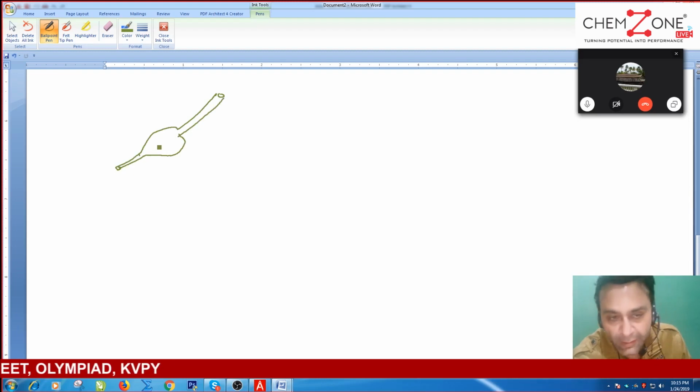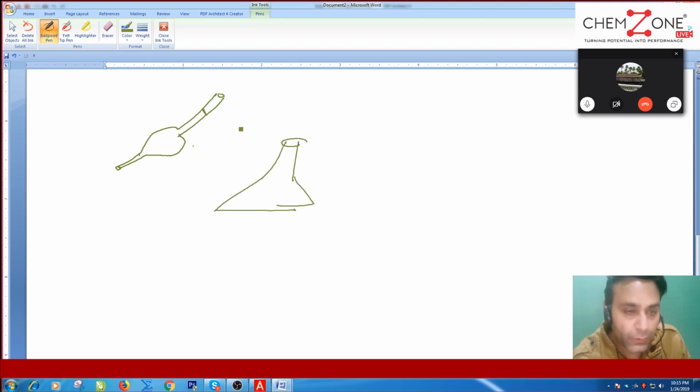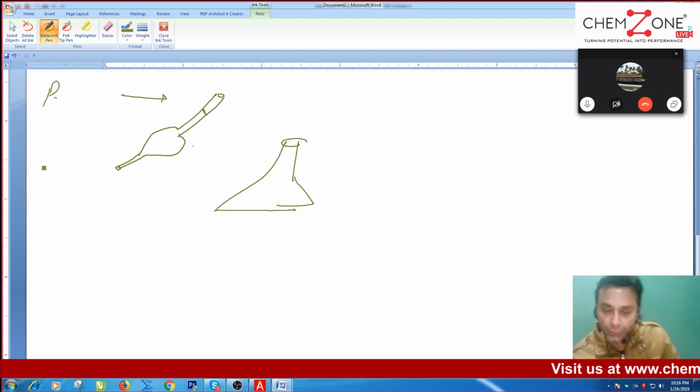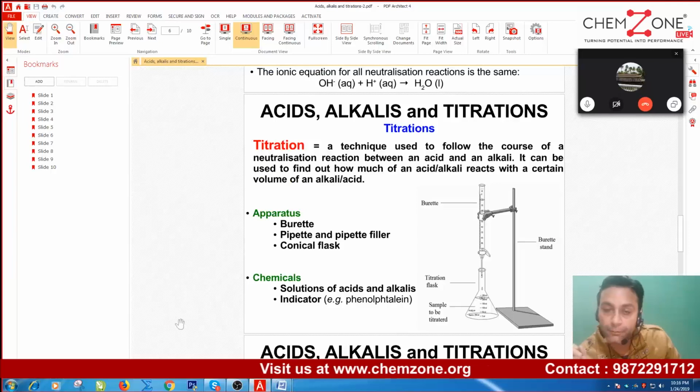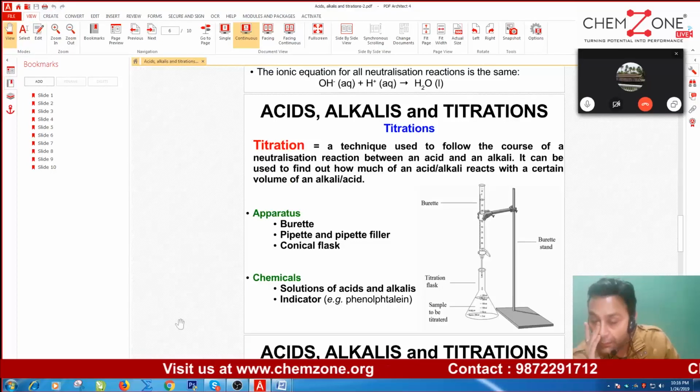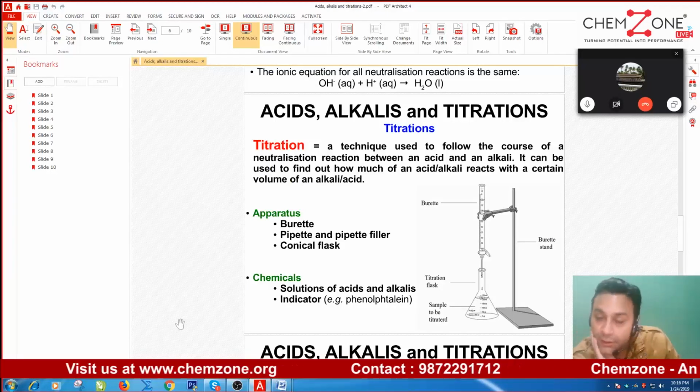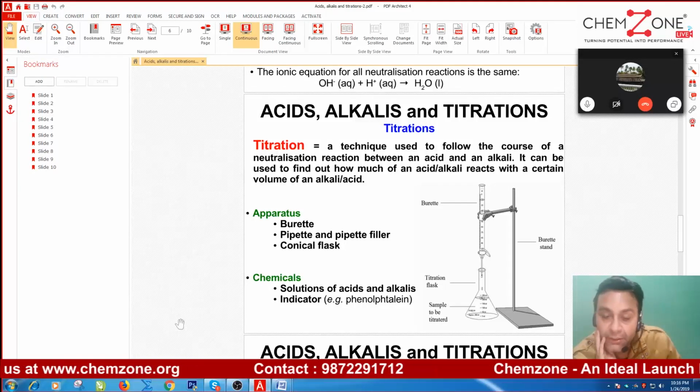You suck the liquid up to this mark and then put it in the conical flask. Oh, okay. So what do you call this instrument? Oh, like a pipette? Yeah, pipette, right. So through the pipette, we suck in the acid or base and put it into this beaker, and then we add here one indicator.